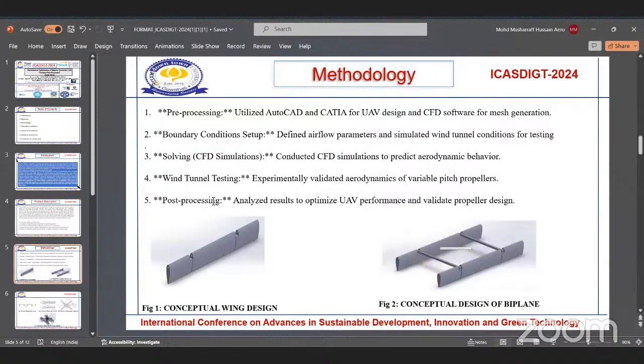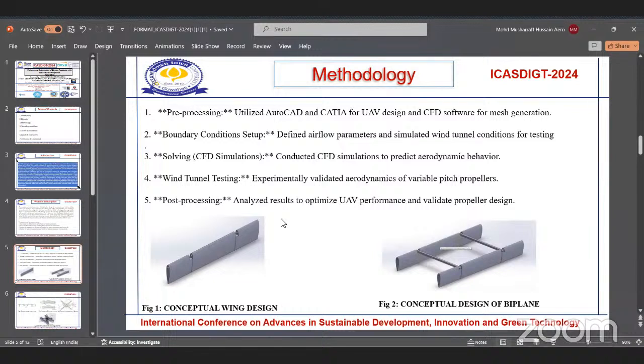Next one, methodology. In methodology, we have divided it into three parts. First is the design part, second is the analysis part, and third is the testing part. In the first part, pre-processing, we have designed the biplane wings with the help of software, which helps to know how good the design will be. In the second, we have implemented some boundary conditions and different airflow parameters, from which we can get more efficient parameters, like how good the range and endurance will be, and how it can sustain and survive in different obstacles.